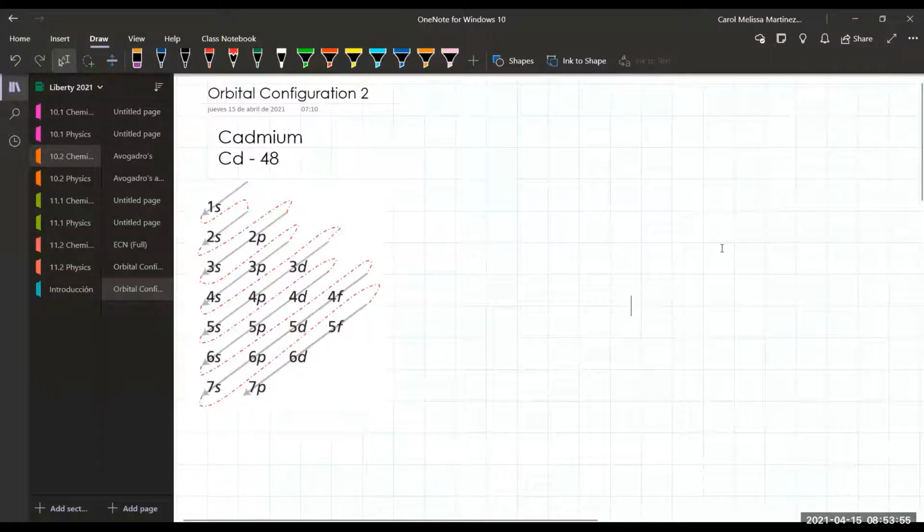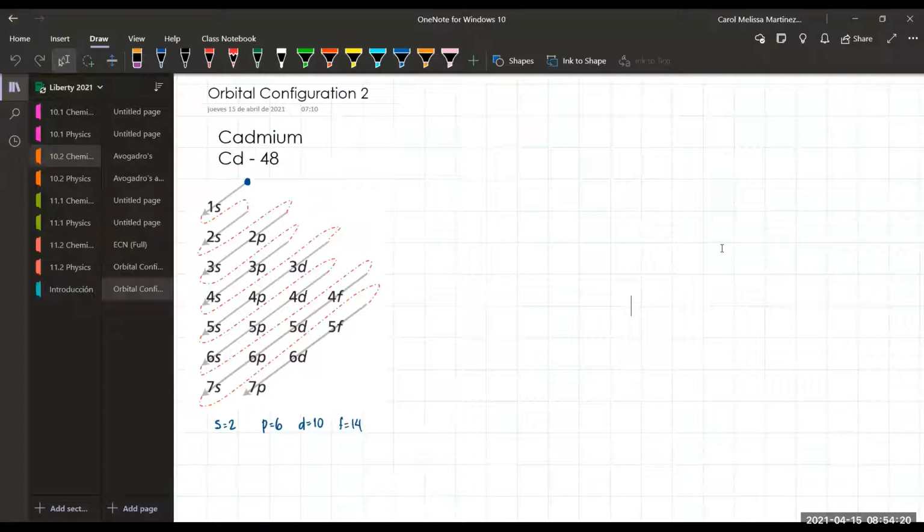As I already told you, we always begin by filling the electron configuration from this point right here. And just remember that S can hold 2 electrons, P can hold 6 electrons, D can hold 10 electrons, and F can hold 14 electrons.